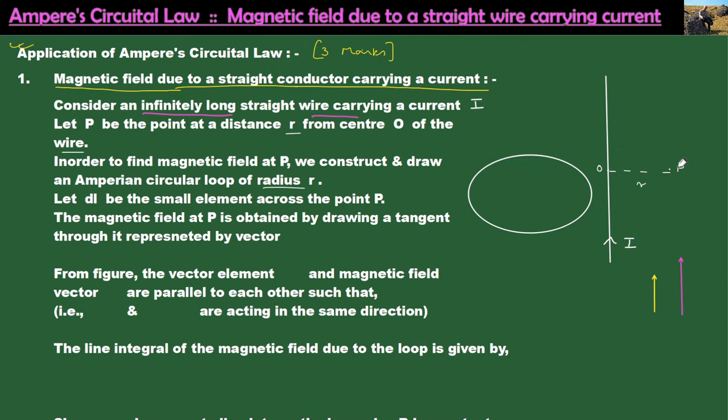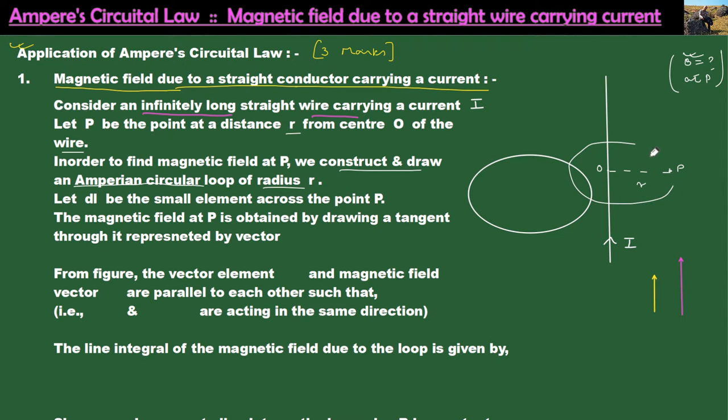Then, in order to find the magnetic field at that particular point P, how will you do that? You have to construct and draw an Ampere loop. So what is an Ampere loop? An Ampere loop is nothing but a closed surface. That means when you draw a surface through this point, there should not be a gap.